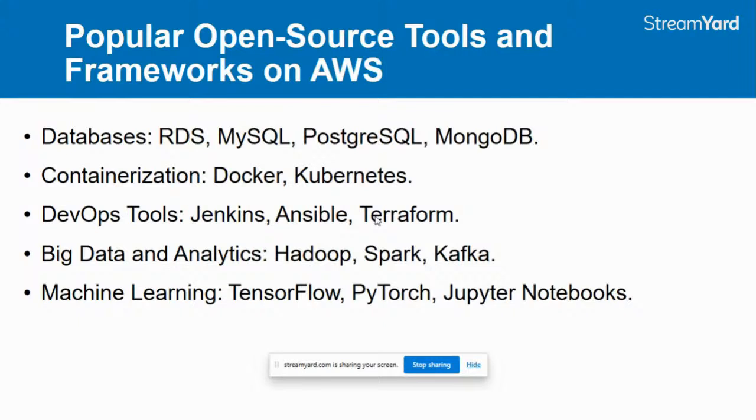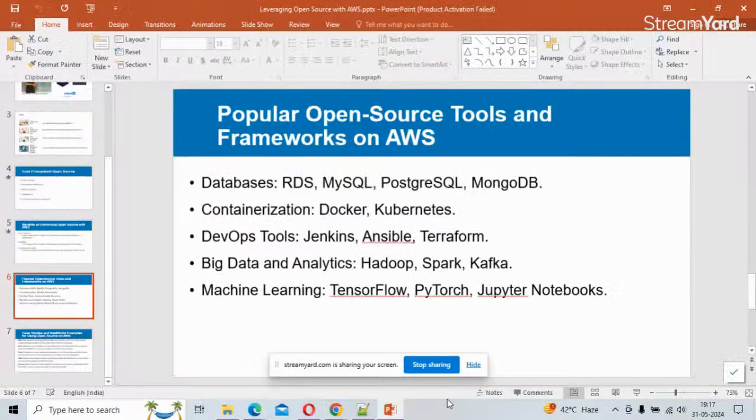And if you're working on machine learning applications, it very well supports libraries such as TensorFlow, PyTorch, Jupyter Notebooks, and various other tools. So this is just a glimpse of services to give you an idea of the popular open source tools supported by AWS. Any question up to that point? Let me take a pause.